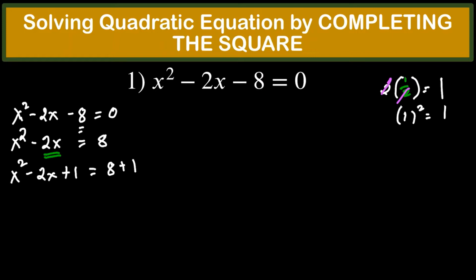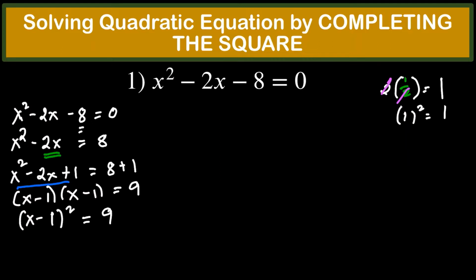If you notice, this one is a perfect square trinomial. And so we can write that as x minus 1 squared equals 9. Now we're going to extract the roots so that we can solve for the values of x.